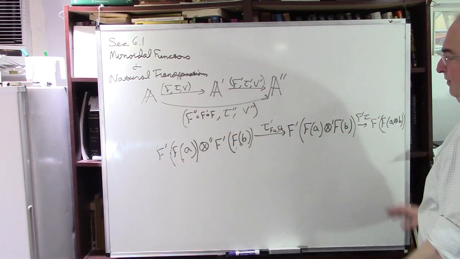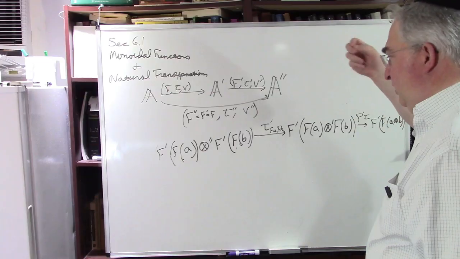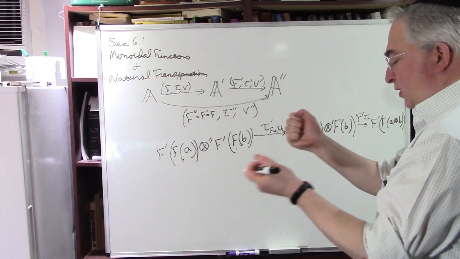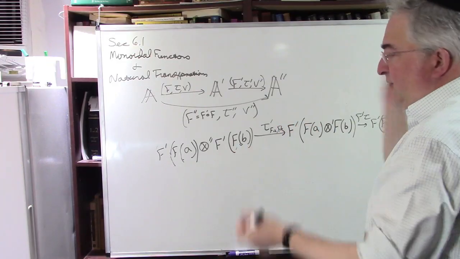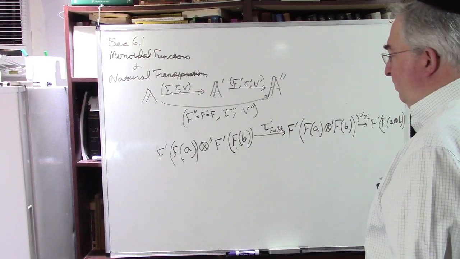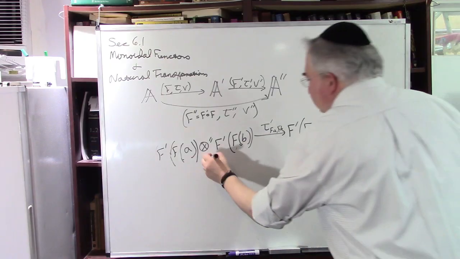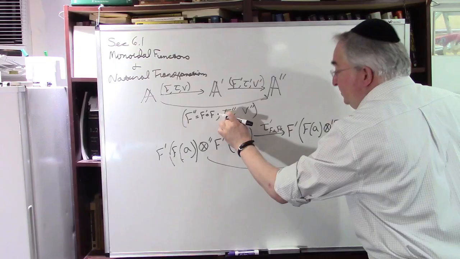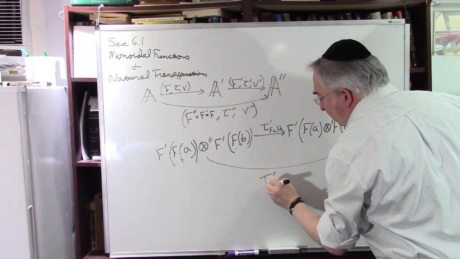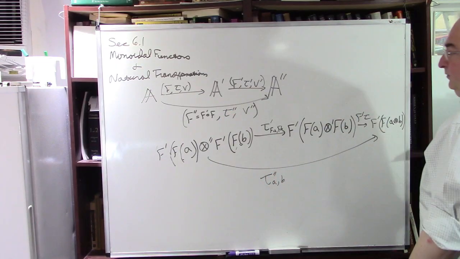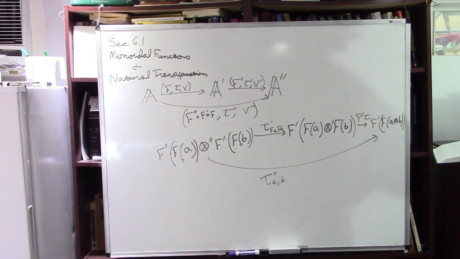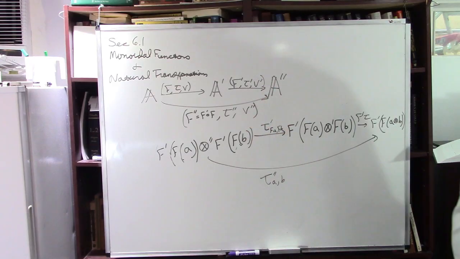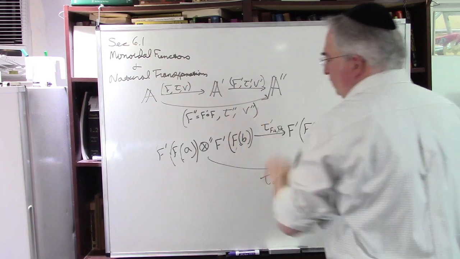By the way, this is the higher algebra version of proving that the composition of two group homomorphisms is still a group homomorphism. Okay? This whole map, this composition of maps, should be called tau double prime of A comma B. Okay, great.